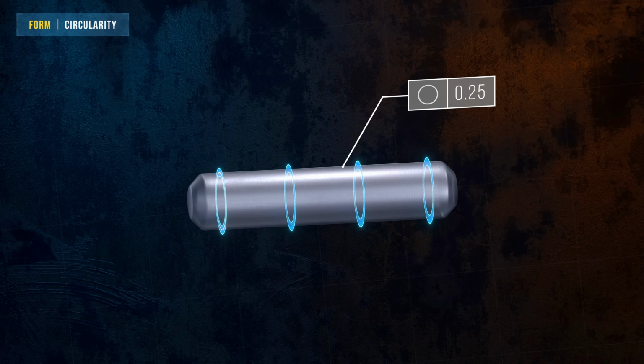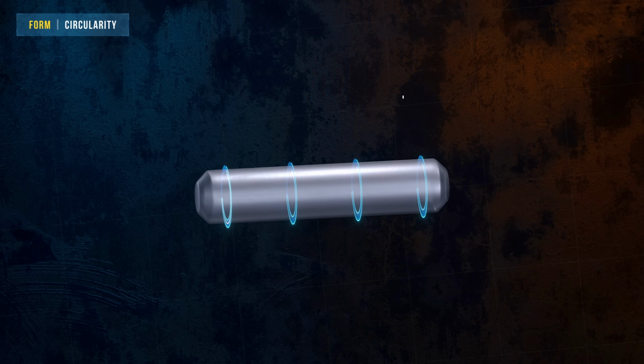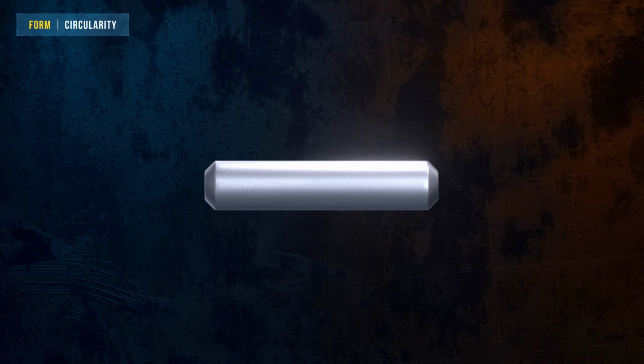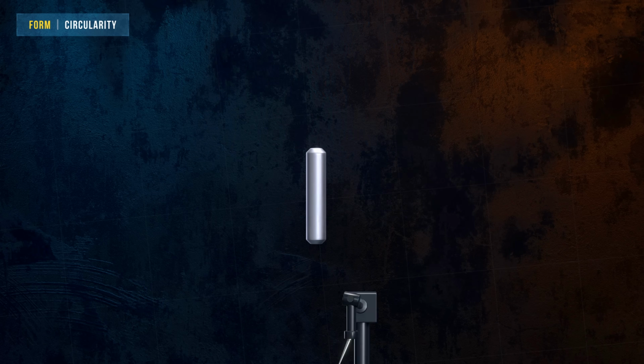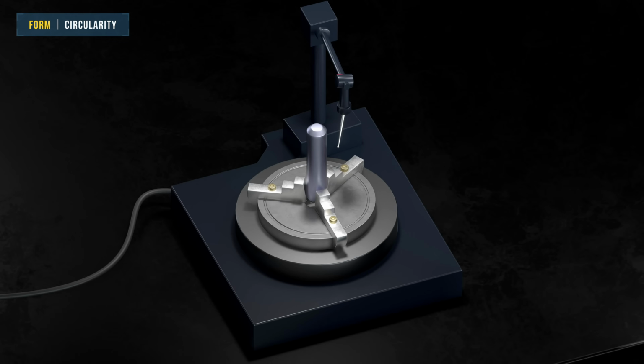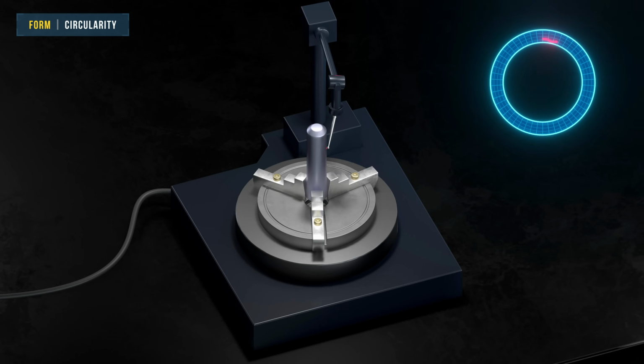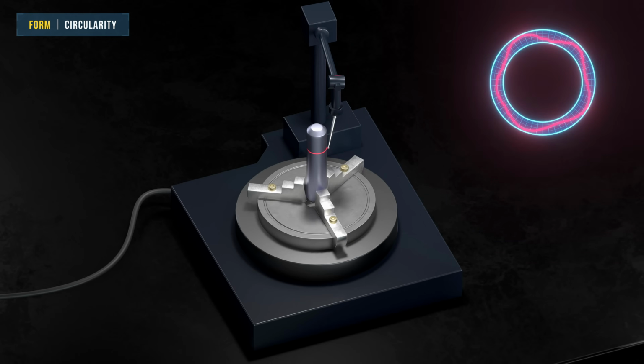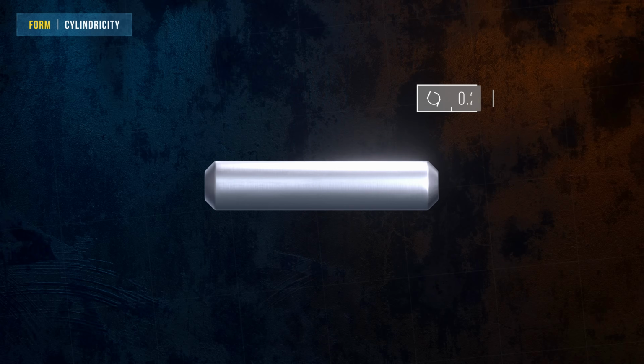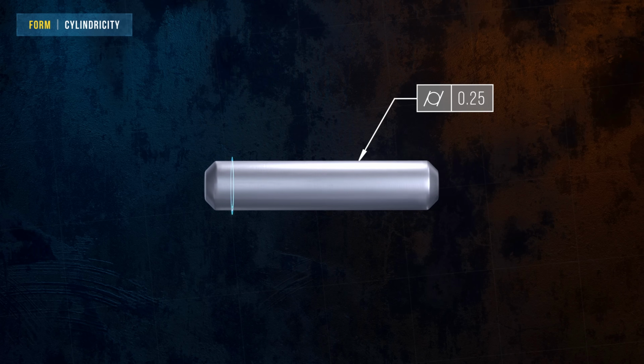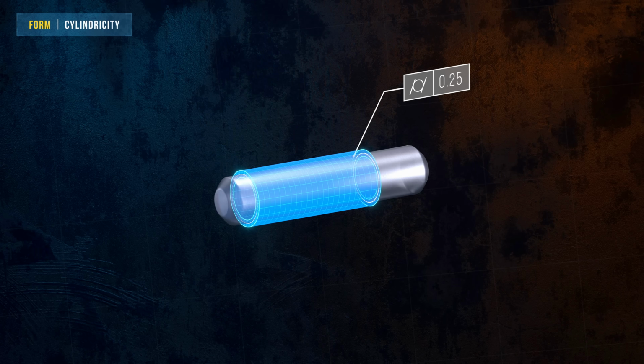Circularity can be inspected in a few different ways, but ideally the part should be rotated and a probe used to measure displacements at several different cross-sections. The measurements are plotted on a polar graph to determine if the tolerance is met. Cylindricity is the last of the 4 form tolerances. It's similar to circularity, except the tolerance zone is uniform along the full length of the feature.